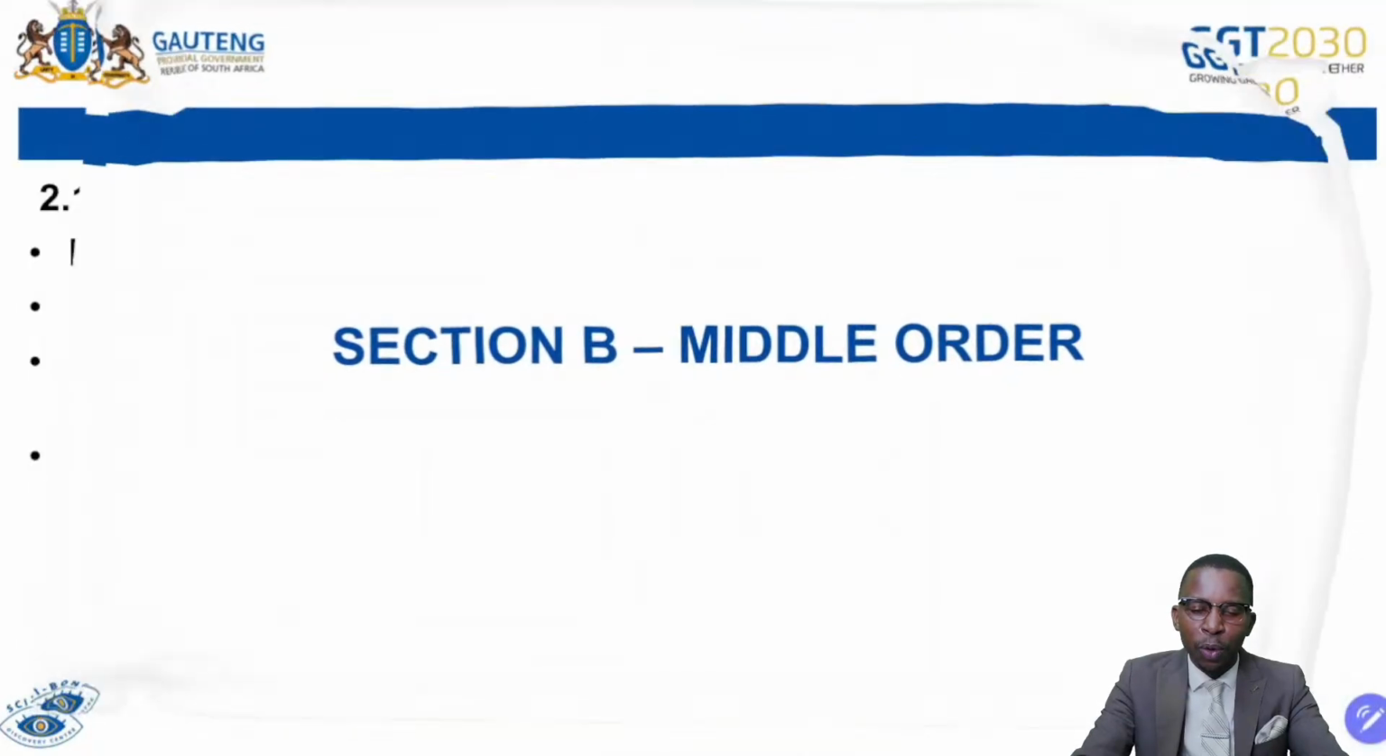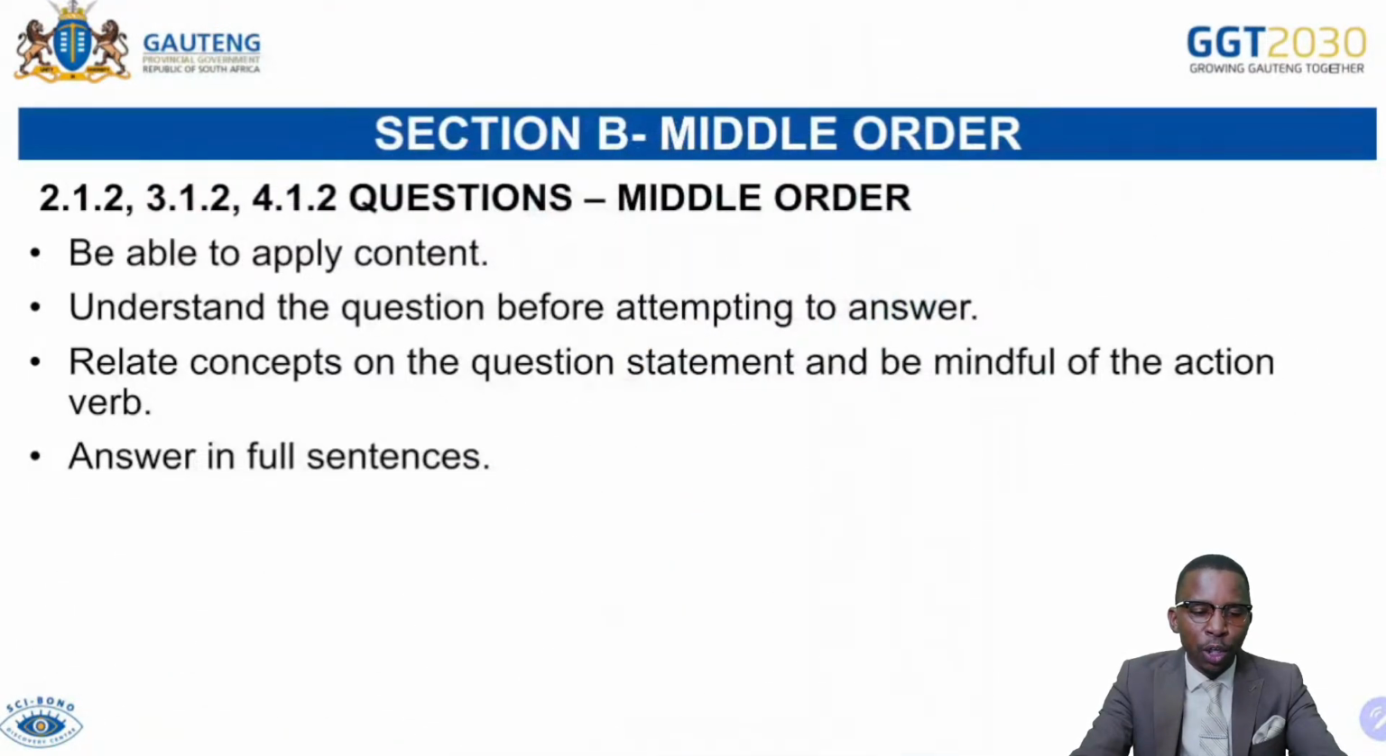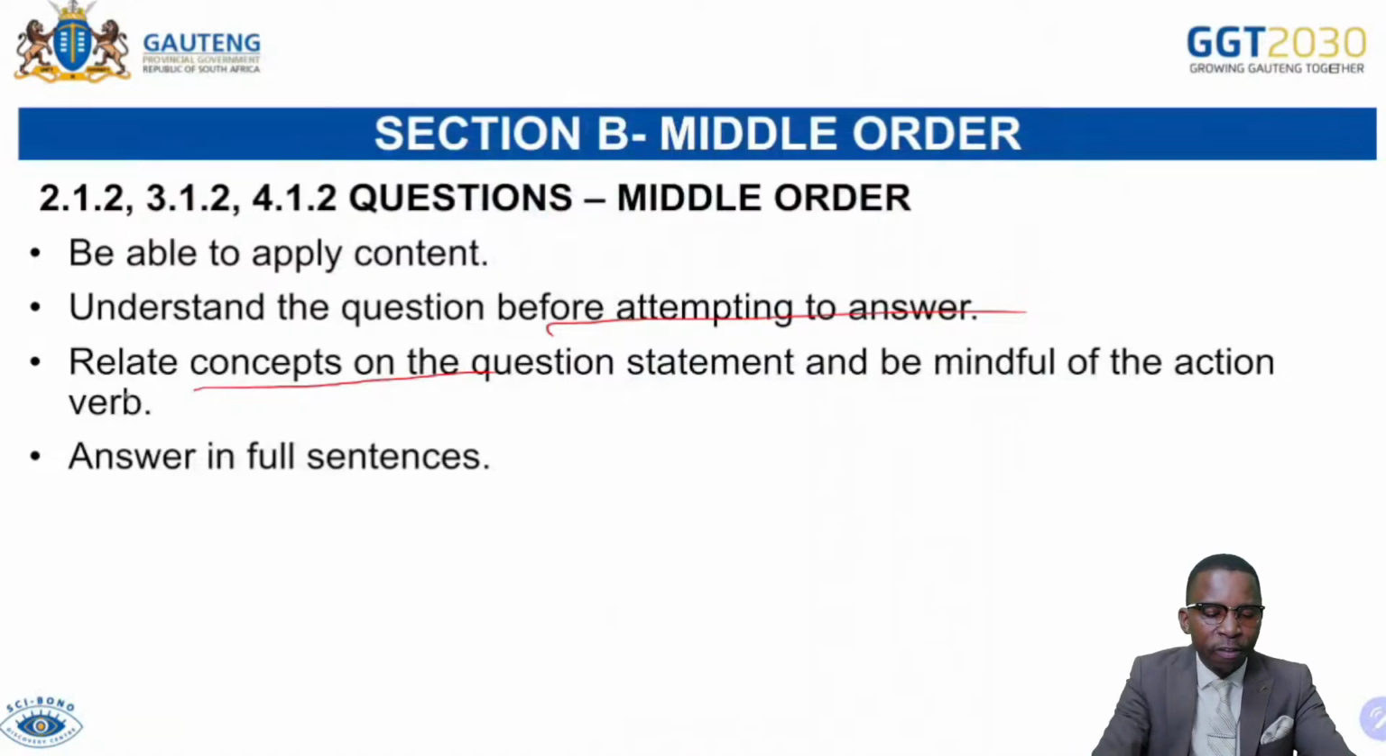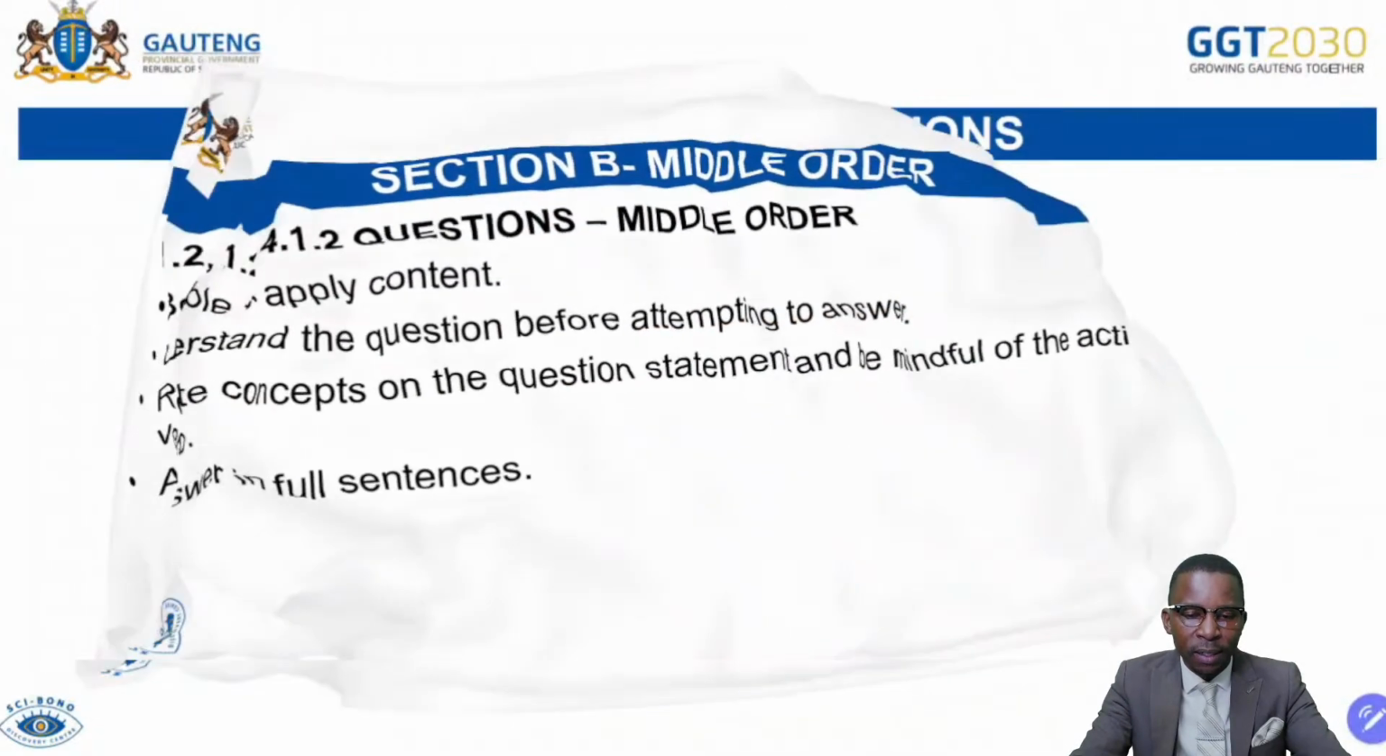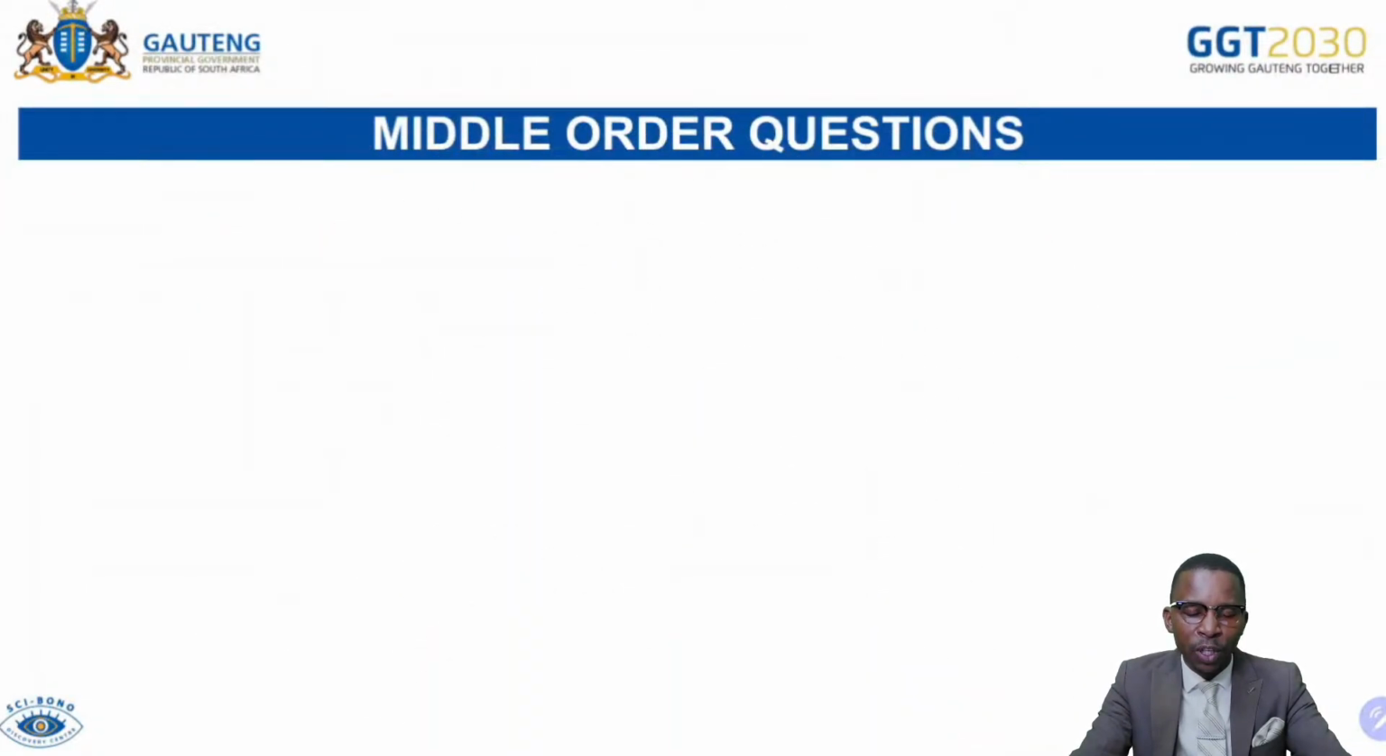Then make the order. That's when we have to link now. So remember, 2.1.2, 3.1.2, and 4.1.2, that's a middle order. Be able to apply the content, understand the question before attempting to answer, relate concepts to the question statement, and be mindful of the action verb as you answer. Increase or decrease, then answer in full sentences. And then let's check examples of these questions here.